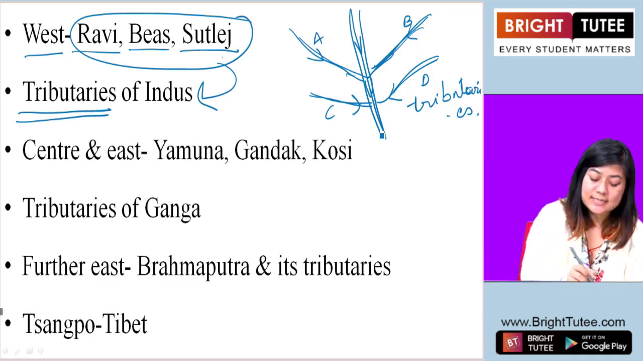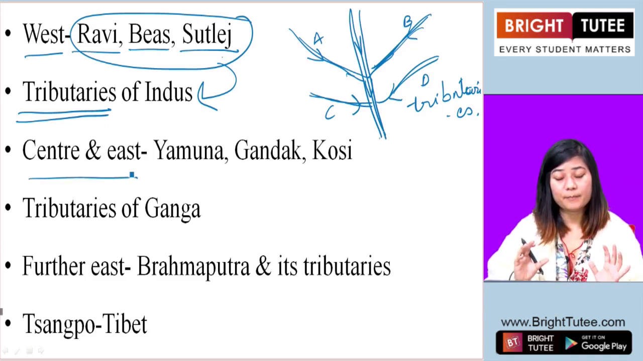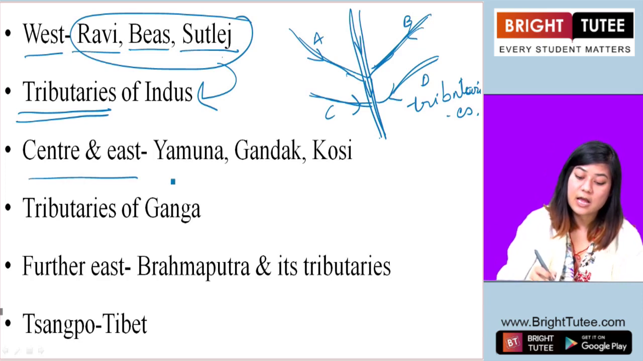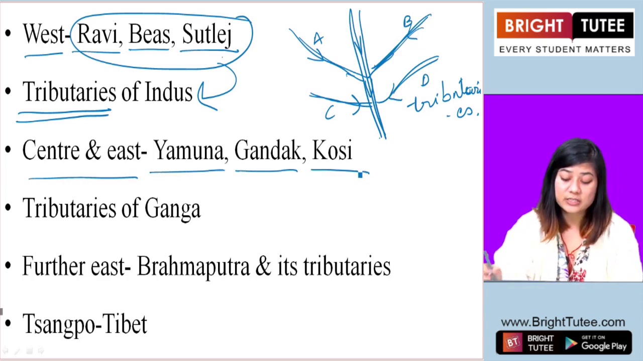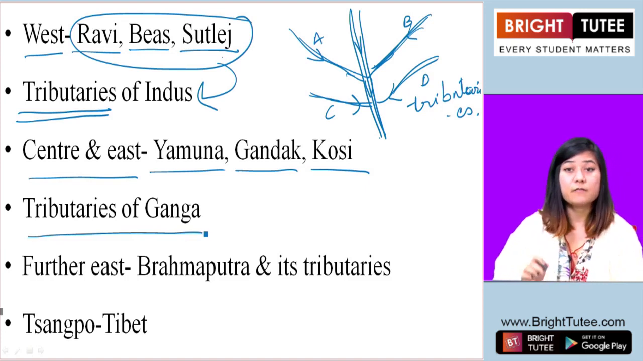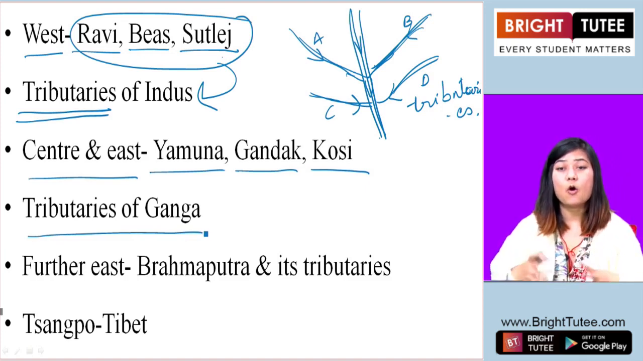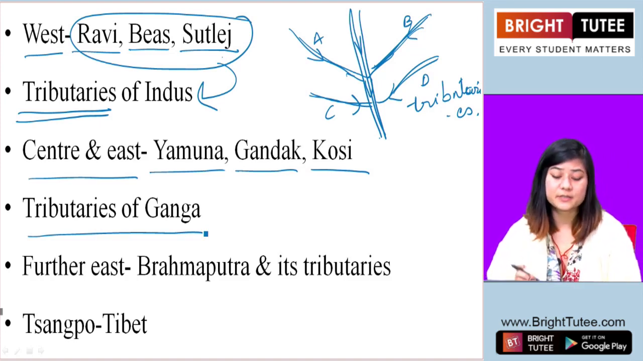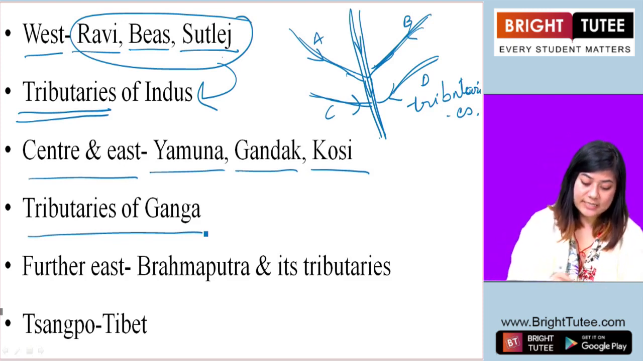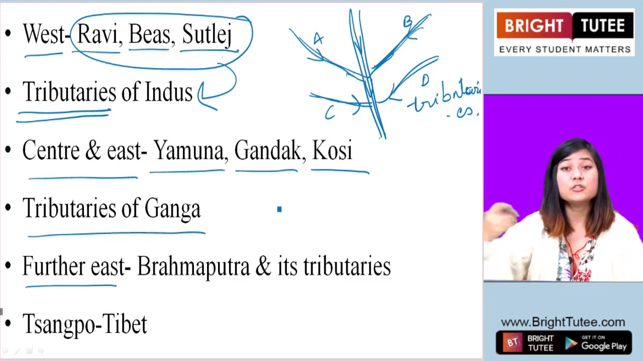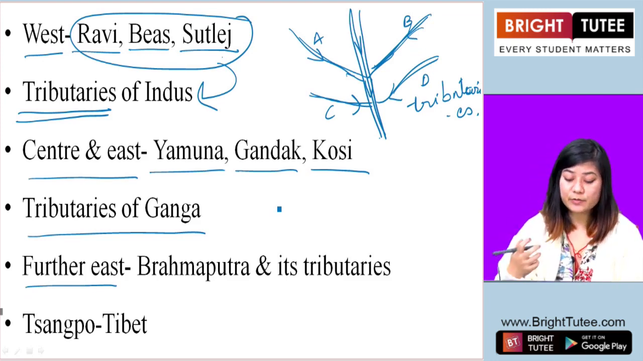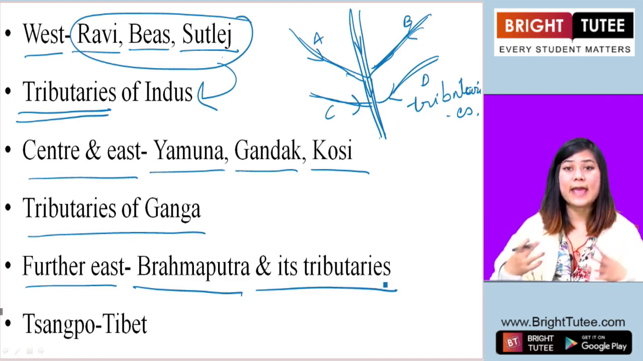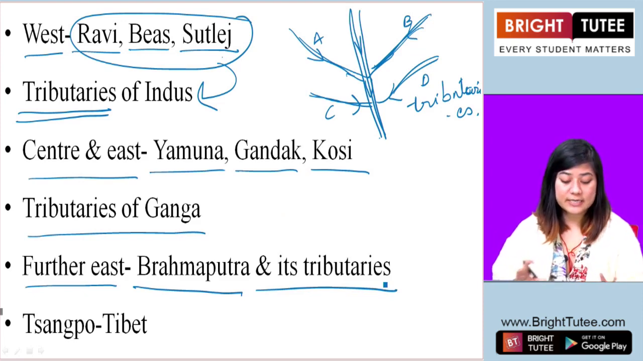plains. Okay, in the center and the east, there are other rivers, and these rivers are Yamuna, Gandak and Kosi. Again, these rivers are tributaries of Ganga. They are important rivers of the central and eastern part of the great North Indian plains. Okay. Further east, beyond the river Kosi, we find the Brahmaputra river and its tributaries, which come and then help in the formation of the North Indian plains.